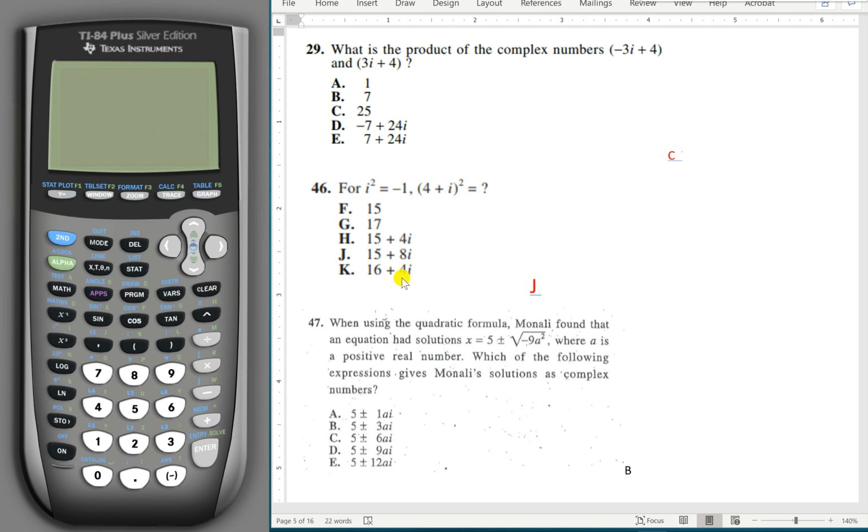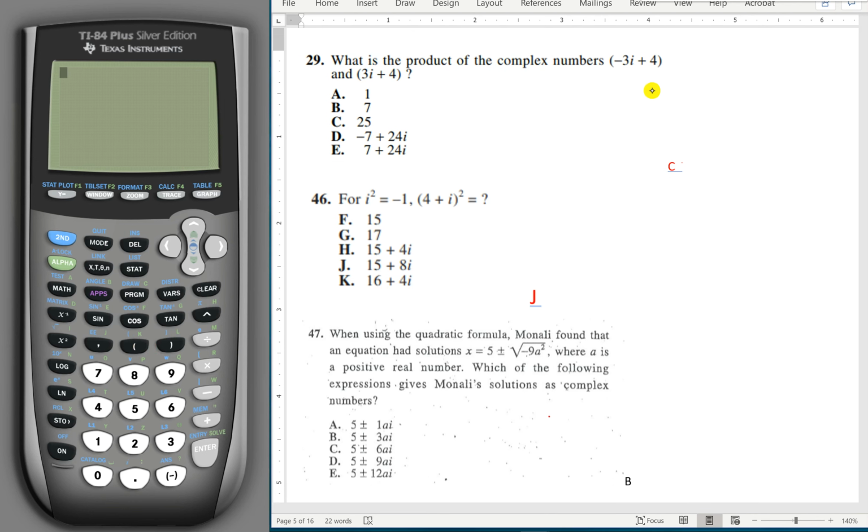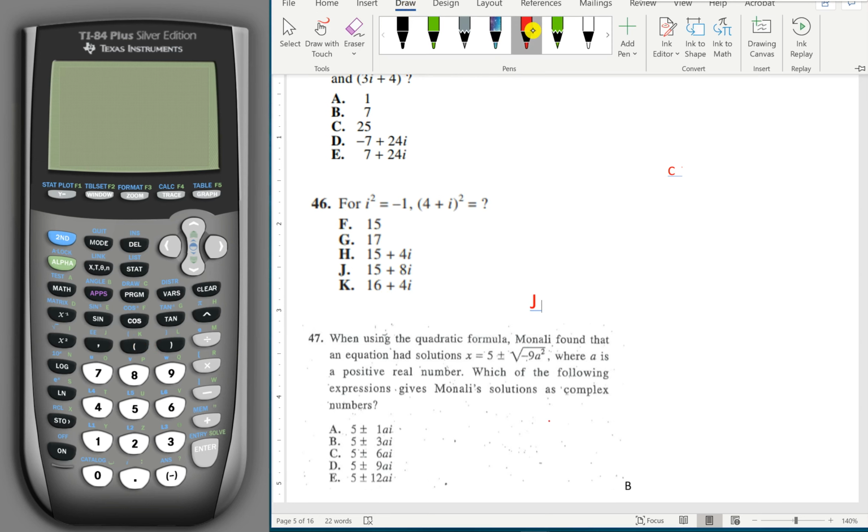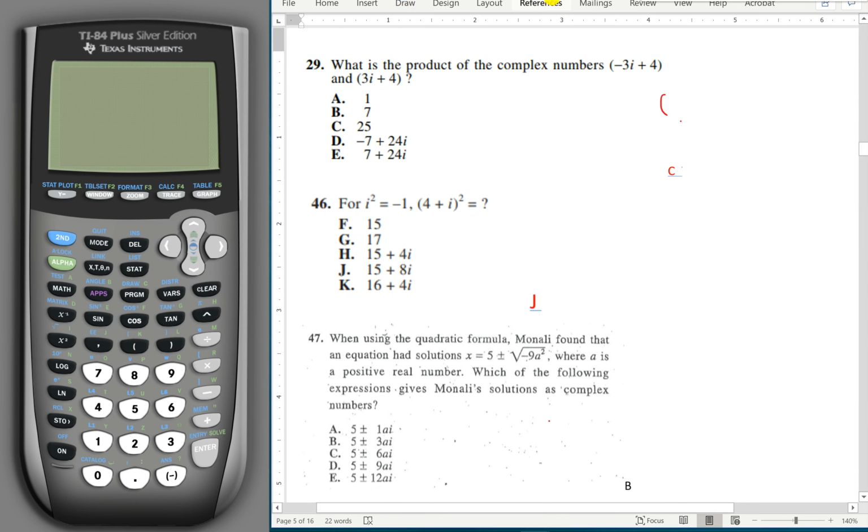Question 29, what is the product of the complex numbers negative 3i plus 4 and positive 3i plus 4? Right. So we just write it out the way it is right there. All we want is negative 3i plus 4 times 3i plus 4 in the calculator. I always just like to write it out. I just feel like it keeps me from losing my place.